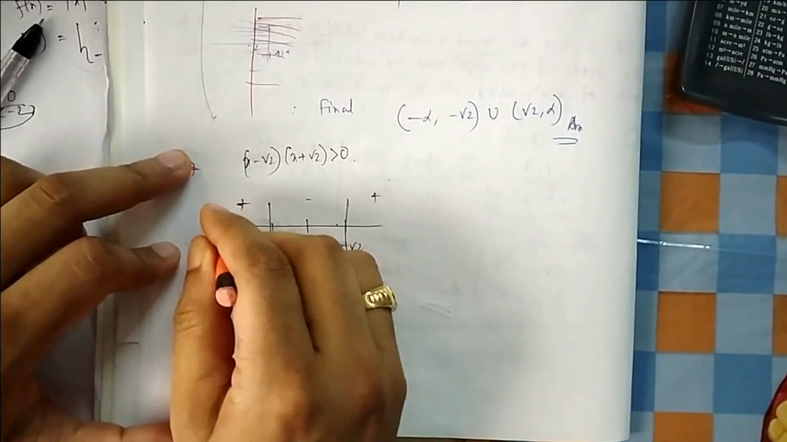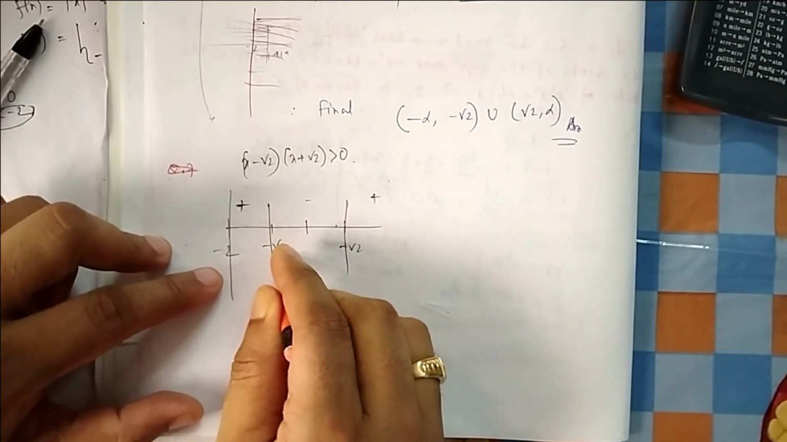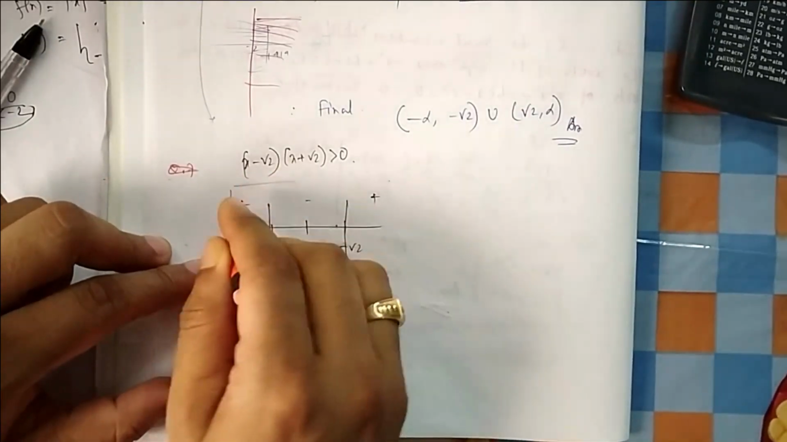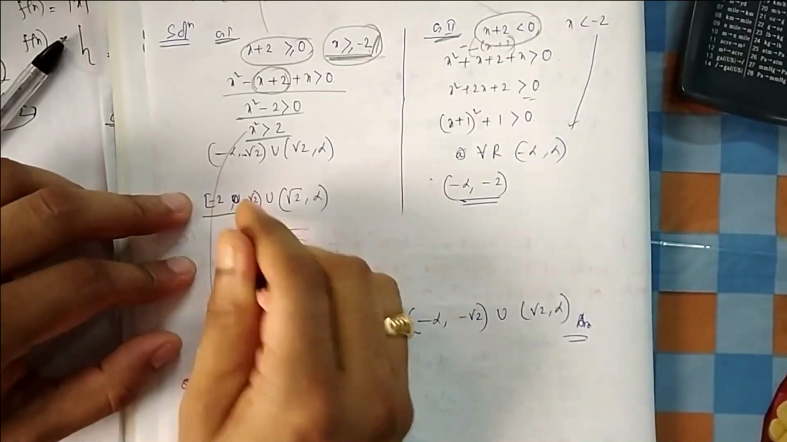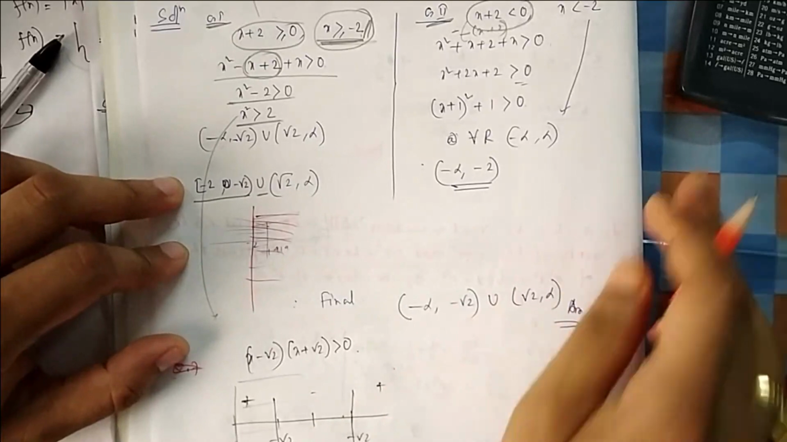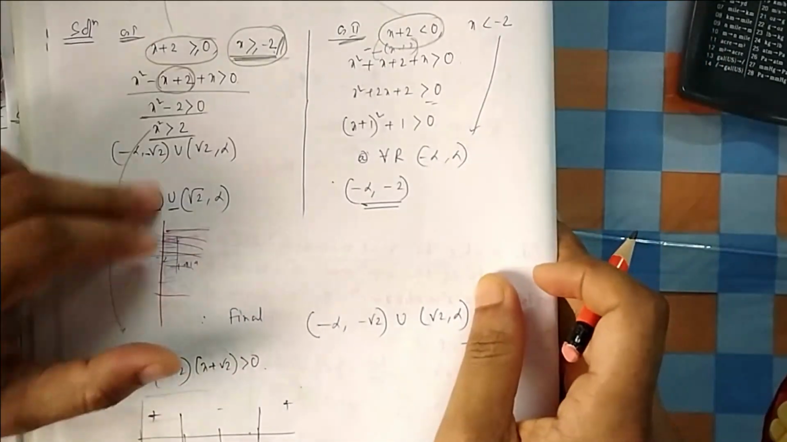-2 will be somewhere here, because root 2 is 1.414. So -2 will be somewhere here, and x should be greater than this. You cannot go beyond this. So -2 to minus root 2 will be one zone. Union, then the next zone is root 2 to infinity. So this is for case 1.